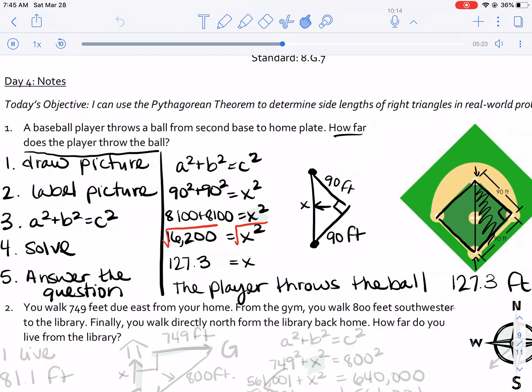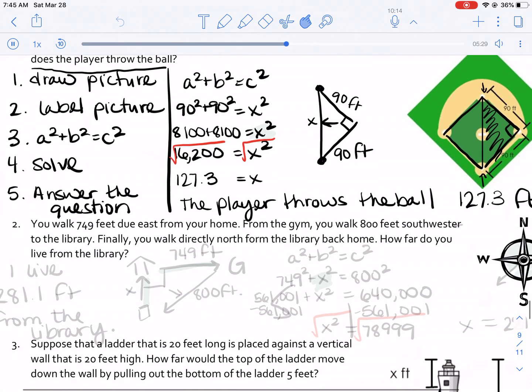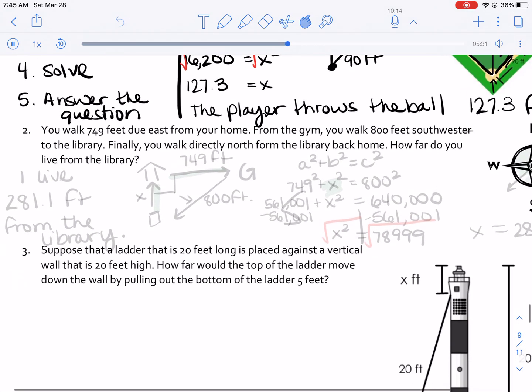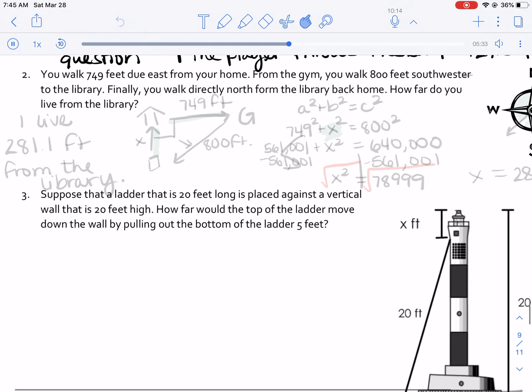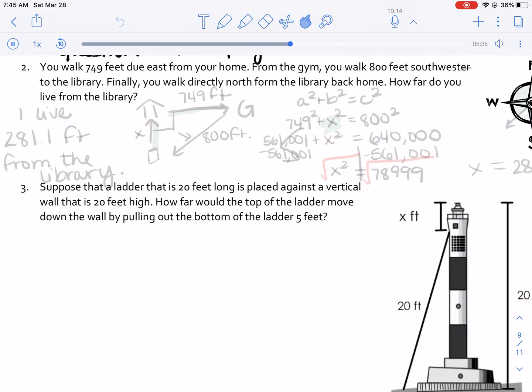Okay, we're going to go ahead and do our number 2. On number 2, there is not a picture drawn for us. So let's first read the problem. That's kind of the step that I didn't really write. The first thing is read the problem, and it says, you walk 749 feet due east from your home. And then it says from the gym. So I'm sorry, this problem has a typo in it. It should be from your home to the gym.